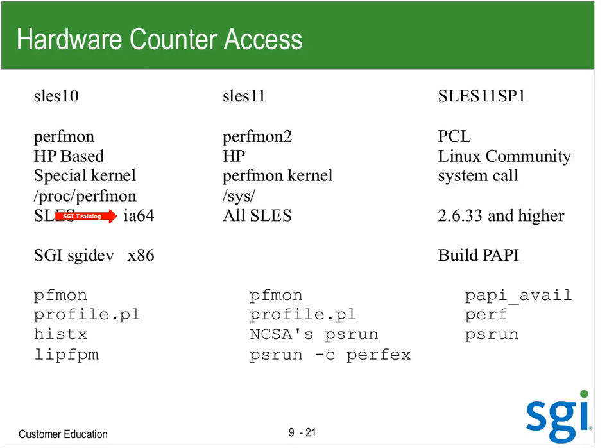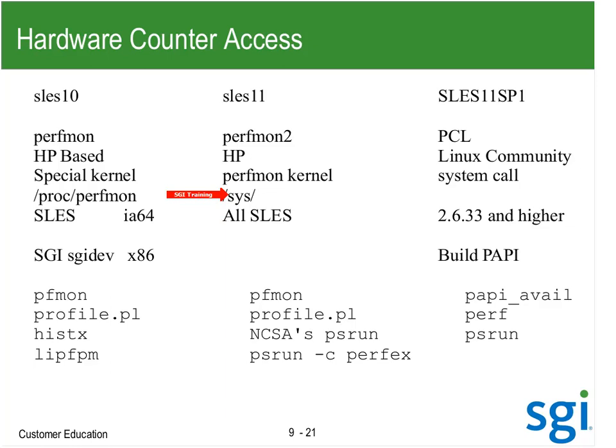So back in SLES 10, SGI had its own kernel with perfmon interfaces in it, and then we had a histx and libpfm interface to read that stuff, as well as the standard HP command pfmon. Then in SLES 11, it got re-implemented, known as perfmon2, still HP-based. Still a SLES kernel, but both SLES kernels, x86 and IA64, now had hardware counters. And the interface, instead of being a slash proc, was through slash sys.